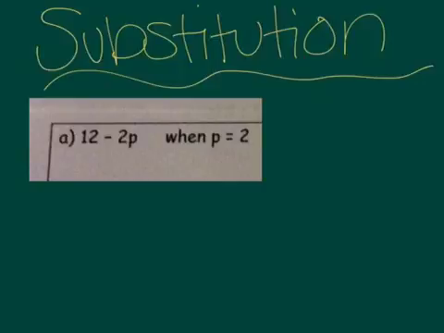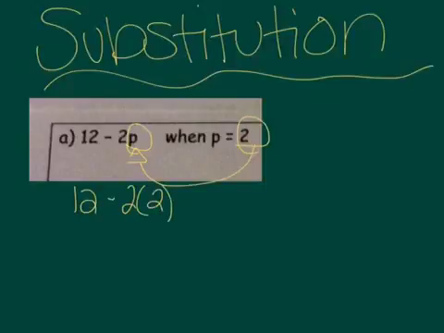So for letter A here, we have 12 minus 2p when p equals 2. What letter am I substituting 2 in for? Hopefully you said p. So where I see p, I'm going to replace it with the number 2. Now when we do this, we put it in parentheses. So I have 12 minus 2 times p is 2.